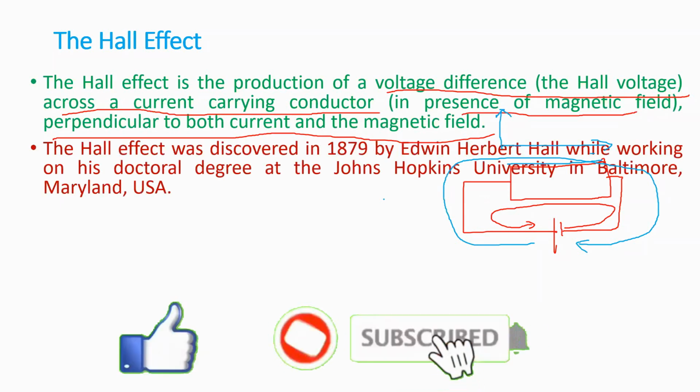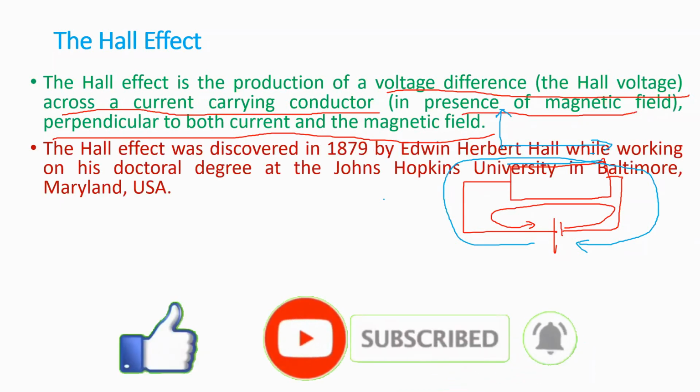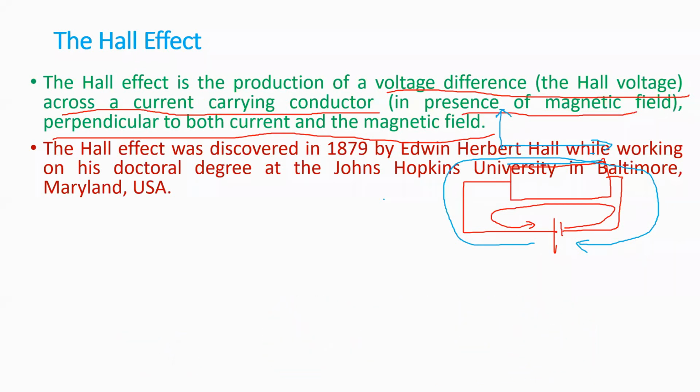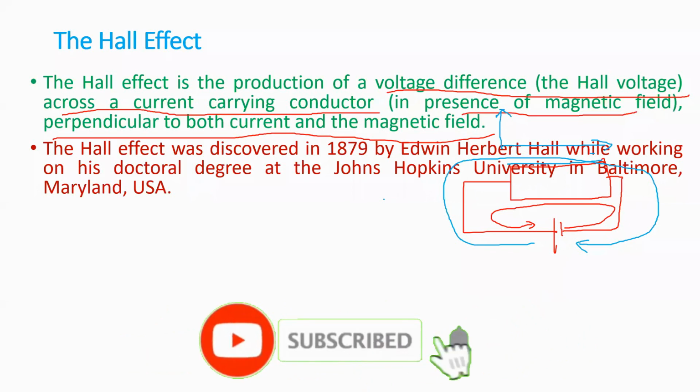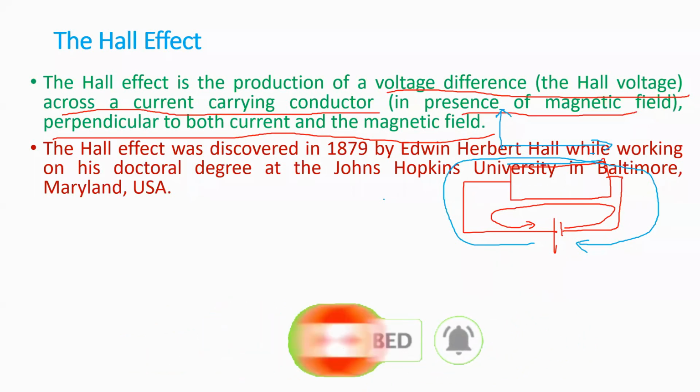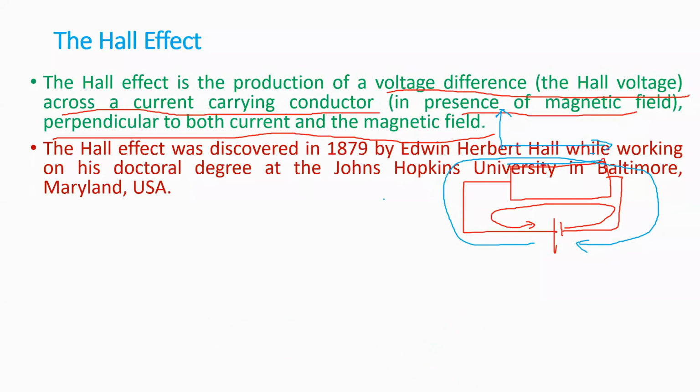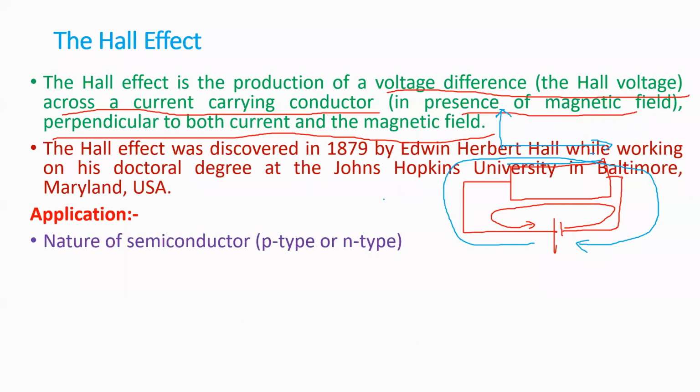In this particular class, the Hall effect was initially discovered in 1879 by Edwin Howard Hall while working on his doctoral degree at Johns Hopkins University in Baltimore. And this is one of the best universities as far as medical science is concerned. You all must have heard the name, Johns Hopkins University. It is in the USA. So its applications: where are the applications of Hall effect?